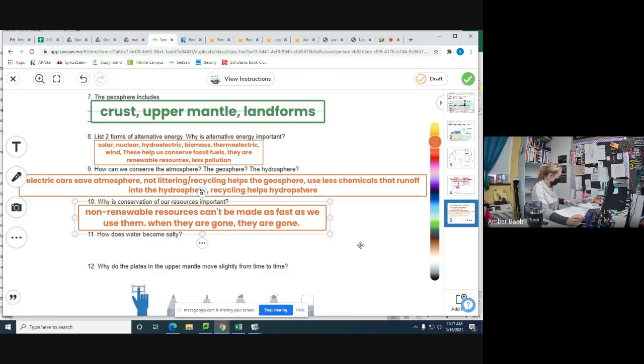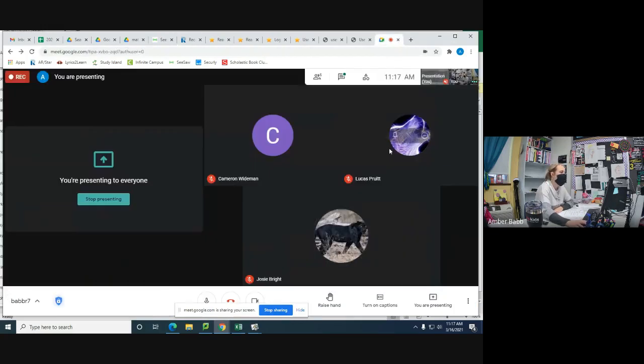How does water become salty? Does anybody remember this one? Oh no, I got it right. Fish pee? No, not fish pee. Indians put salt in? Nice try. We did a whole experiment about this.